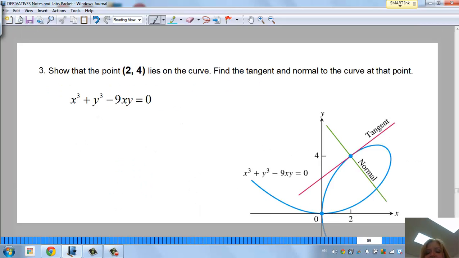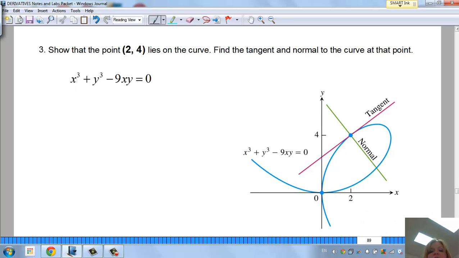Let's try the very last problem here, and this one has a little bit more to it. Here I have this function. In the blue here, this is the equation for it. It is x cubed plus y cubed minus 9xy equals 0. What they want us to do is show that the point 2, 4 lies on the curve. Find the tangent and the normal to the curve at that point. So first of all, to show that the point 2, 4 lies on the curve, that means it's got to work in this equation.